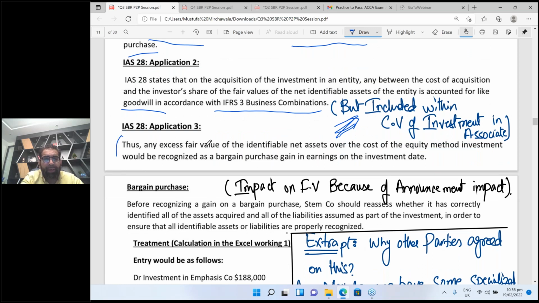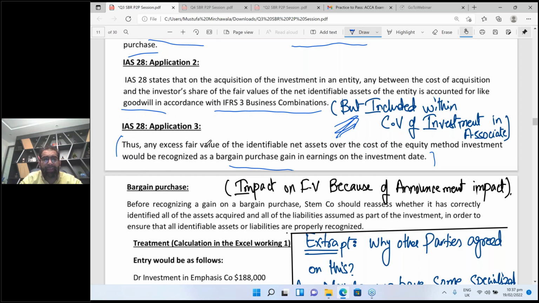Now, come to the point. Come to this question. This question was not about positive goodwill. This question was about gain on bargain purchase. So, any excess fair value of net identifiable assets over the cost of the equity investment would be recognized as a gain on bargain purchase in earnings on the investment date.